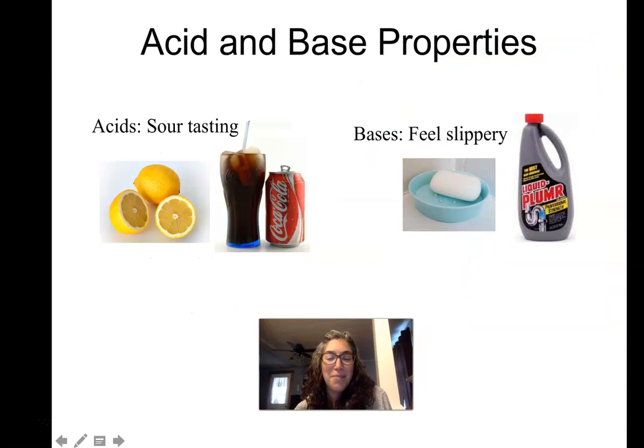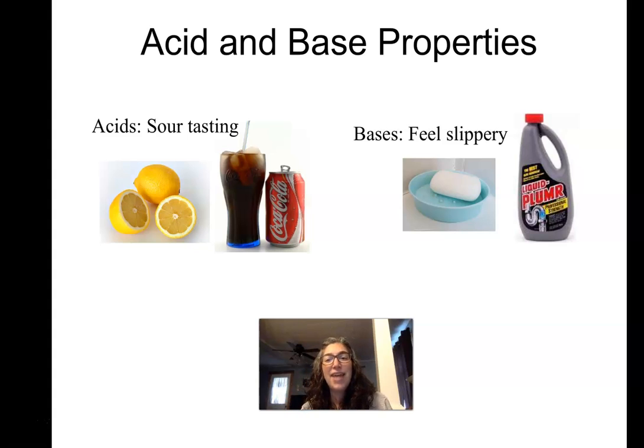So acids and bases. Acids tend to have these properties. They tend to be sour tasting, so you find a lot of citric acid in citrus fruits, which makes them very acidic, things like lemons and oranges and limes. Also, soda contains carbonic acid. Any carbonated beverage contains dissolved carbon dioxide, which reacts with water to form carbonic acid. That's why these acidic things are not great for your teeth, because acids, as we'll see, can be very corrosive.